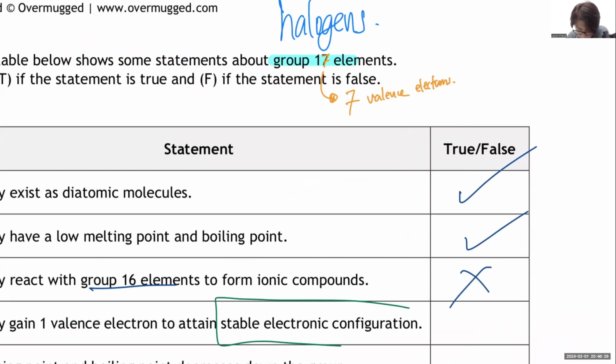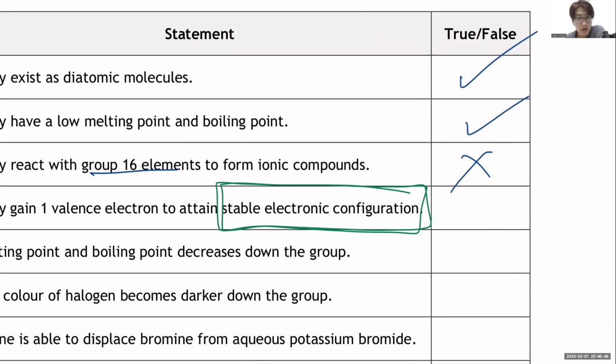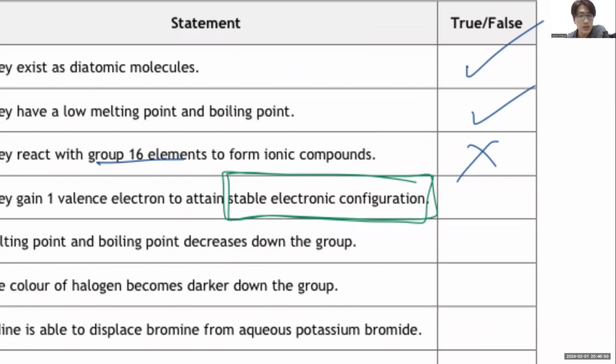What is this? Stable electronic configuration. Ariel, Claudia, Kathleen, Racing, please feel free to respond as well. Very good. Because 8 electrons is stable. Very good. What is it? Who said that?